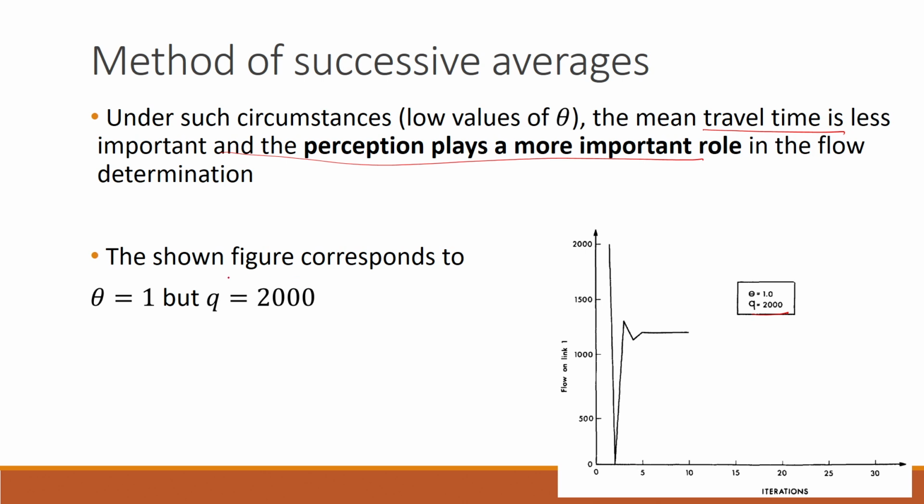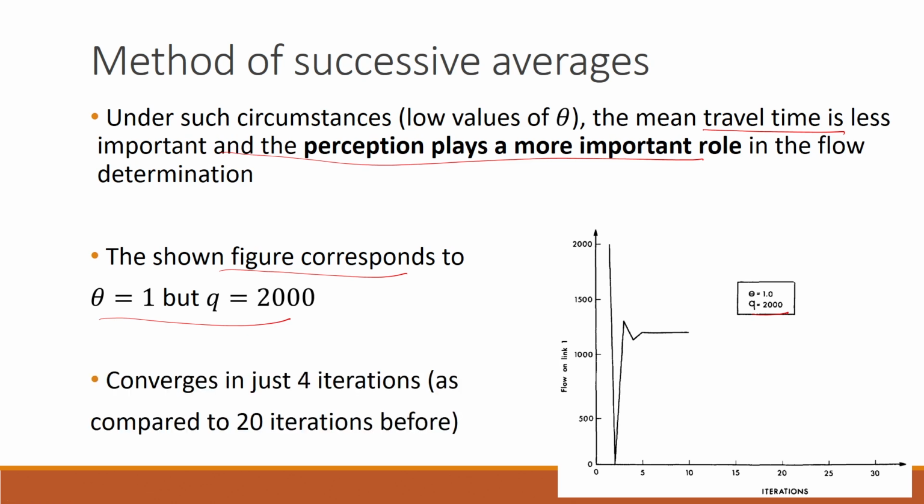This is saying the same thing, that this figure is showing corresponding to theta equal to 1, but Q is equal to 2000 now, and the convergence is now reaching in just 4 iterations. Previously, in the figure that we had seen in the last slide, the convergence was taking about 20 iterations, but this time it is only taking 4 iterations because Q is lower as compared to before. So, the congestion is less, and the reliance on the mean travel time values is also less.